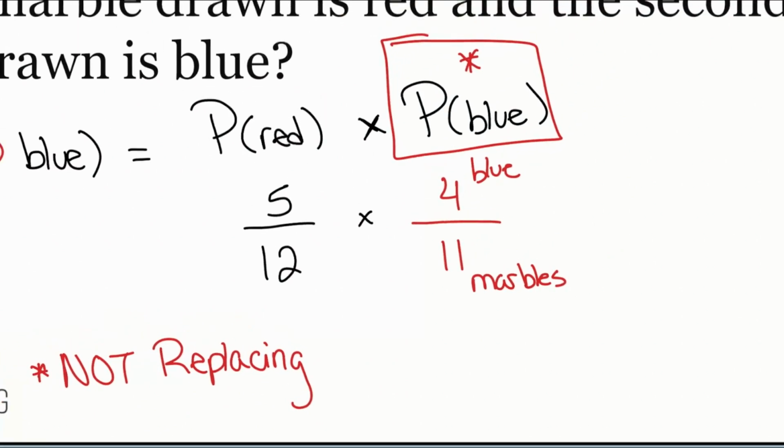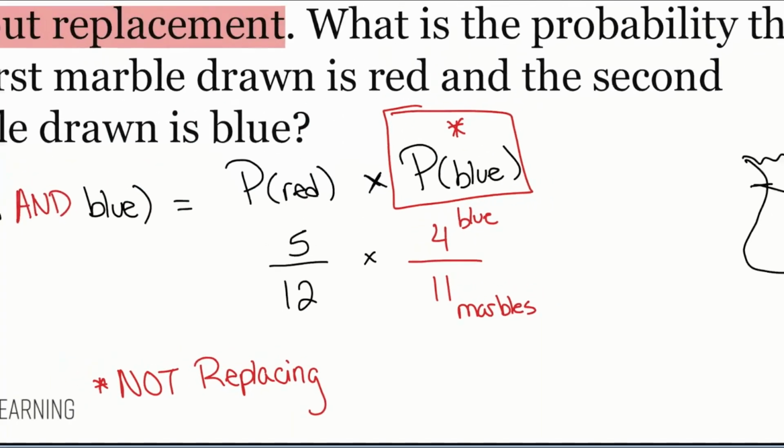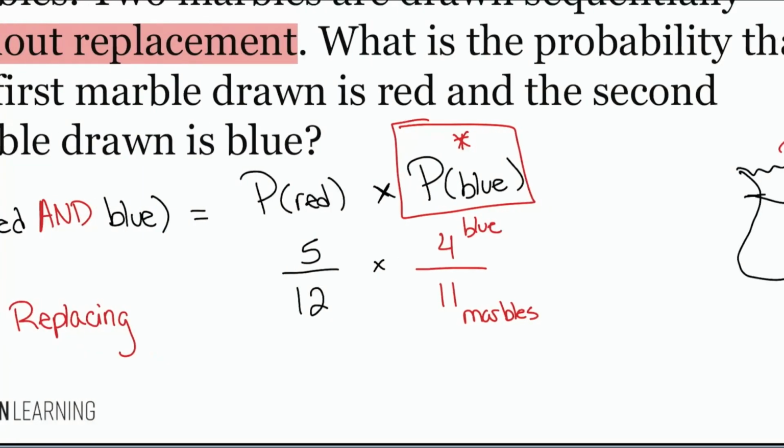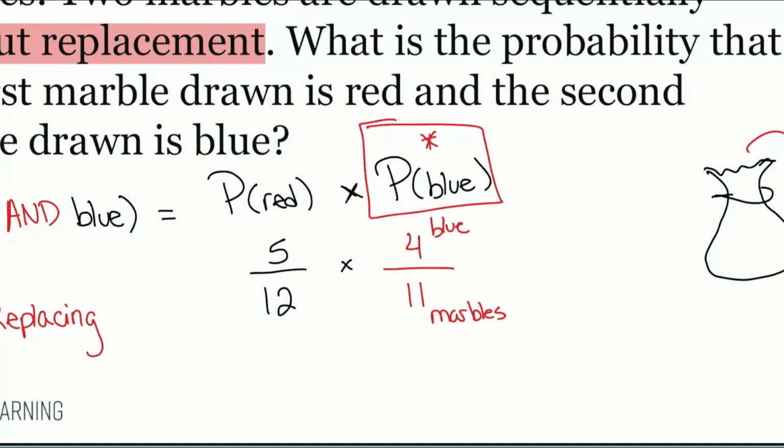There are, again, 2 ways that we can really do this. We can go ahead and do 5 times 4 to get 20, and 12 times 11 to get 132. But then we're in a position where we have 20 over 132, so that's going to be a bit of a mess. So what I'm going to suggest is let's simplify first.